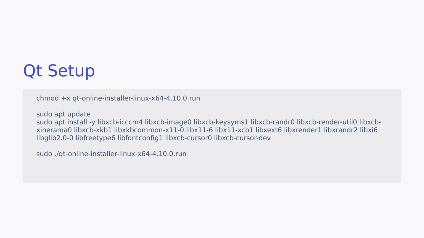From Windows, download the Linux Qt installer from qt.io. Copy the installer to your WSL directory using File Explorer. Now use the commands above to make the installer file executable. Add the libraries and start the Qt installer or maintenance tool as a super user.